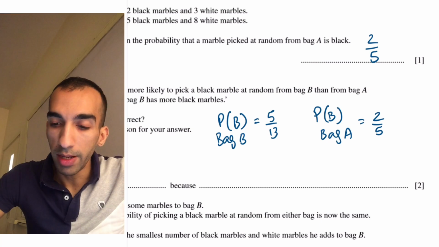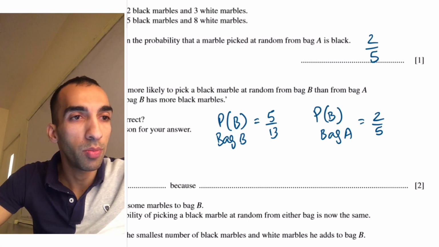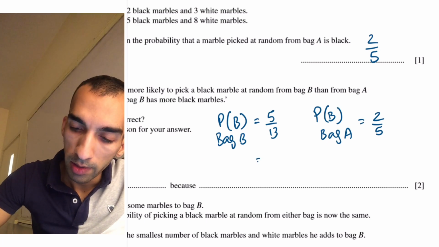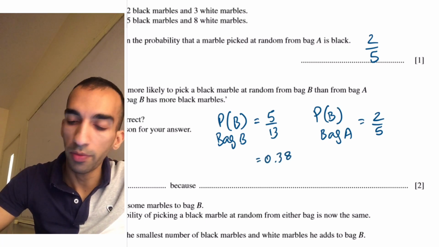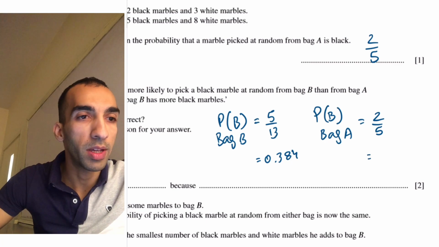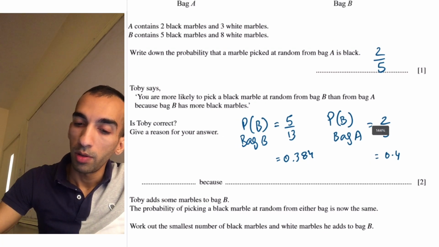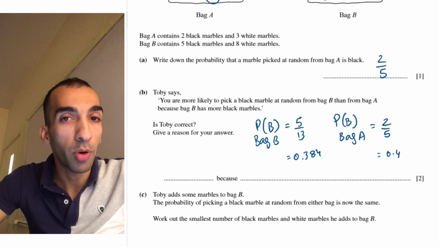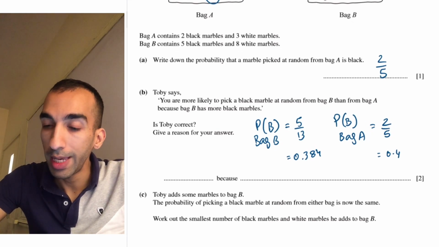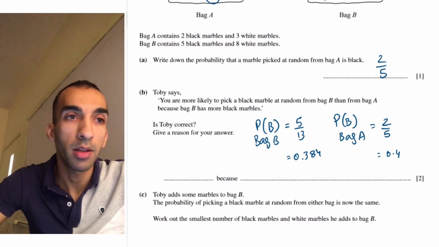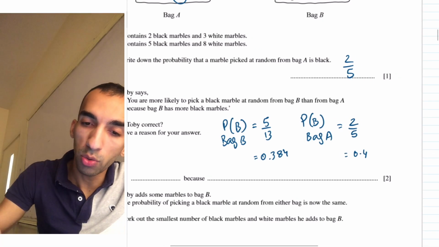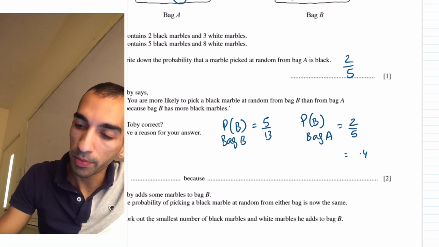If I were to divide 5 by 13, since in IGCSE you're allowed calculators, that would come out to be 0.384, and 2 by 5 would become 0.4. So is Toby correct? No, because the probability of selecting a black marble from bag A is higher. It's a little higher.